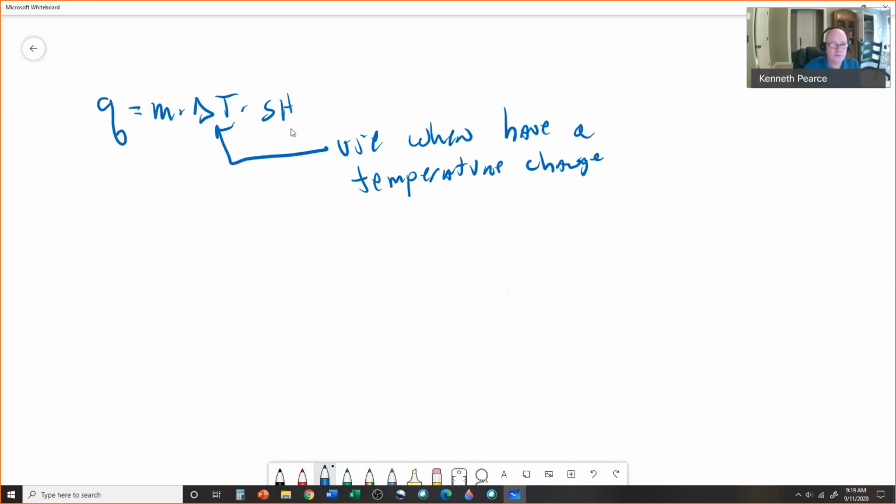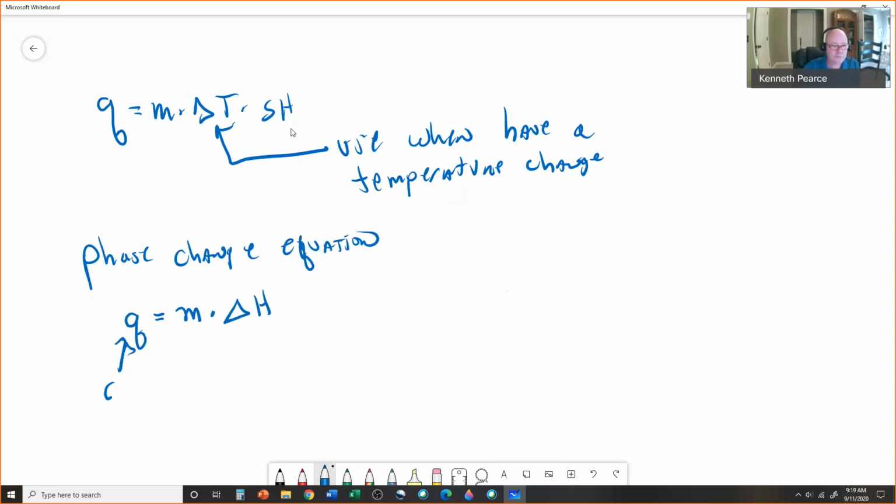Now, another equation is called the phase change equation. And it looks like this. It is Q, which is the heat in calories, times the mass, which is in grams, times something called delta H, which is the enthalpy. Okay, so Q is still calories, and M is still grams, but delta H is a number that you look up, and it depends on what's going on.